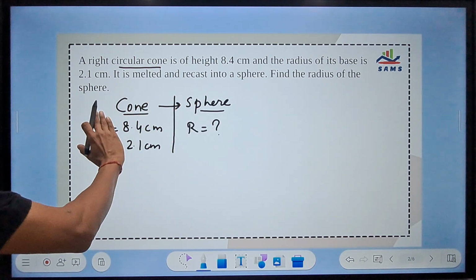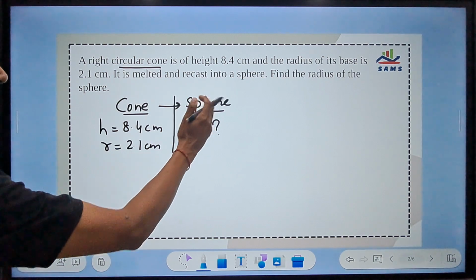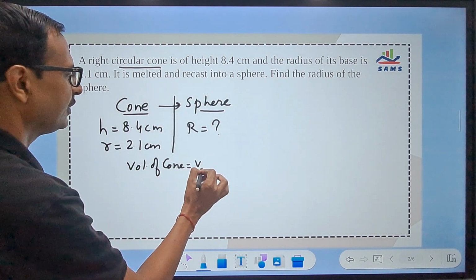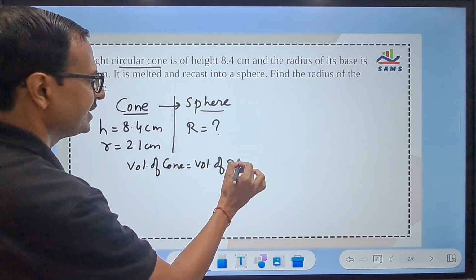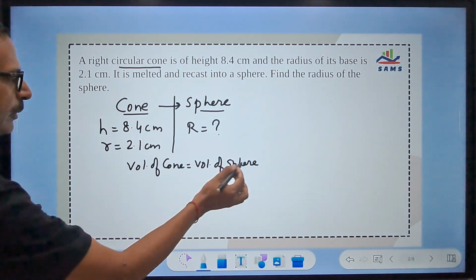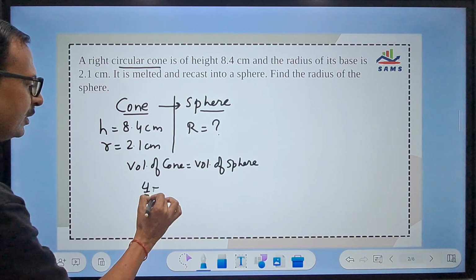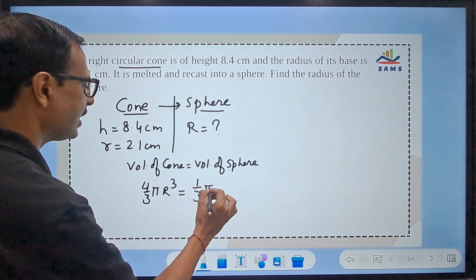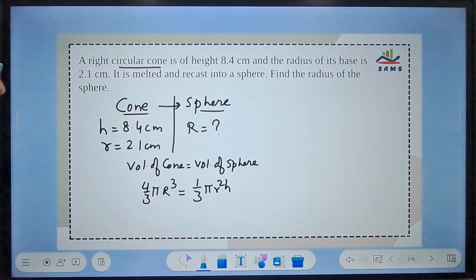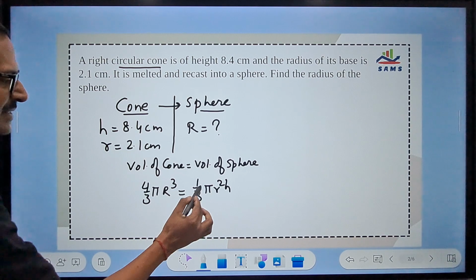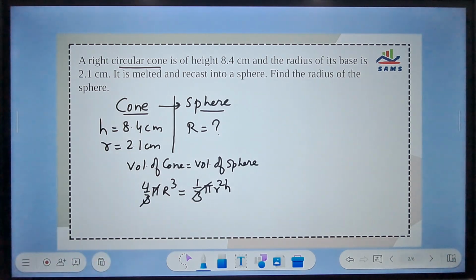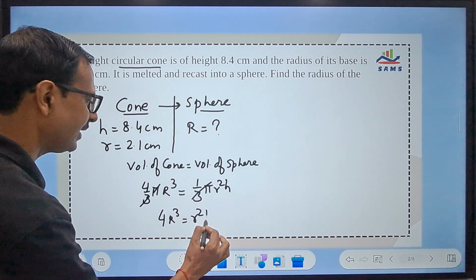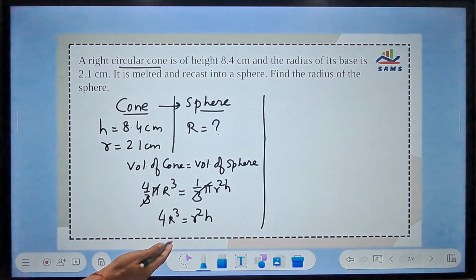Whenever a cone is melted and recast in the form of a sphere, the volume of cone is equal to the volume of sphere. Right, and so we can put the formulas. Volume of sphere is 4 by 3 pi R cube, so I will use capital R here, and volume of cone is 1 by 3 pi r square h. Right, so we can see some of the terms cancelling out. Pi upon 3, pi upon 3, so 4 R cube is equal to r square h, and now I can put whatever is known and find the unknown value.